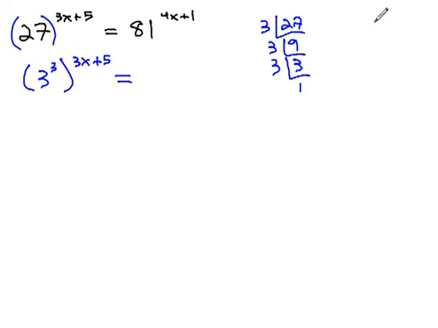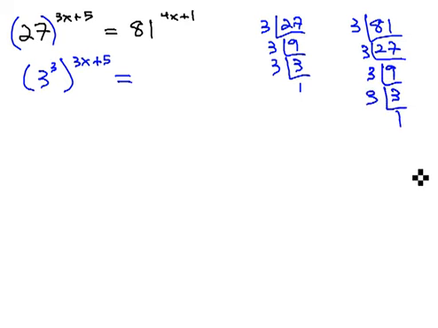Equals 81. Well, let's factor 81. 81 is divisible by 3 27 times, which is divisible by 3 9 times, which is divisible by 3 3 times, which is divisible by 3 once. We've got 3 to the fourth power, replacing the 81, with the 4x plus 1 outside of the parentheses.